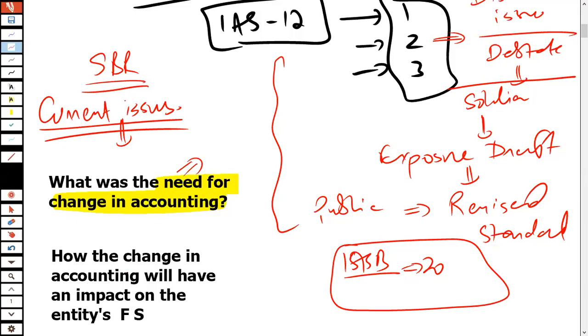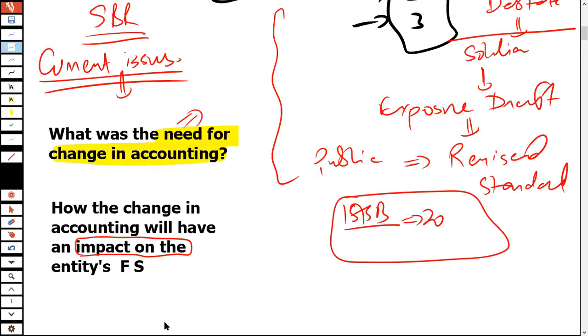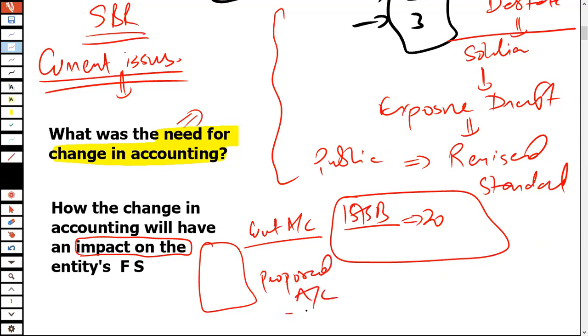The next type of question that the examiner may ask is how the change in accounting will have an impact on the entity's financial statement. So at times in the past, the examiner has given a scenario and asked what the current accounting is and what the proposed accounting of the matter is. So the examiner has in the past asked such questions, what is going to be the current accounting and what is going to be the proposed accounting. So these are the things that the examiner has actually asked in the past. So the second important area is the current issues. I repeat, the second important area is the current issues.